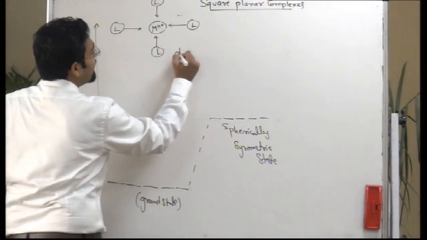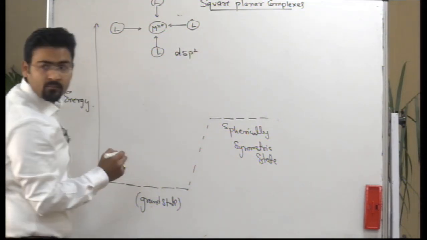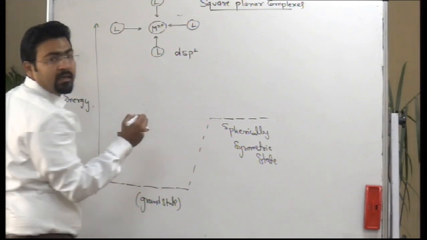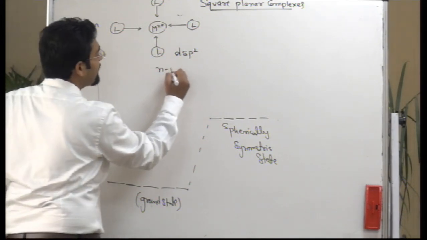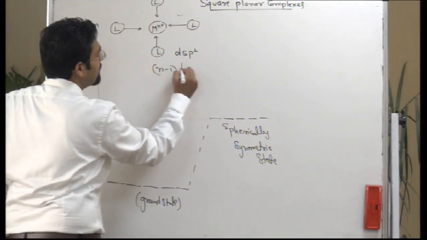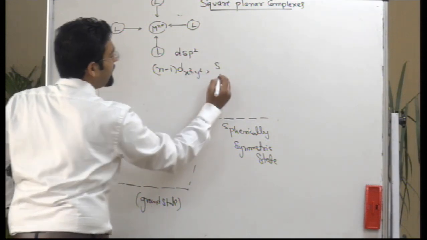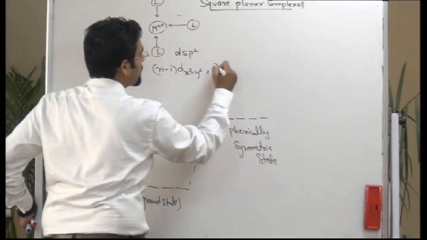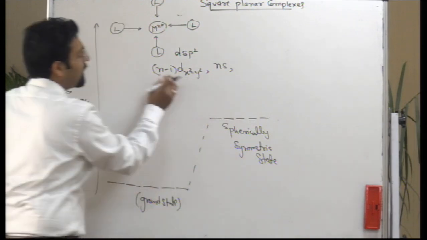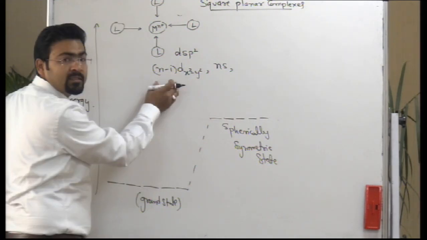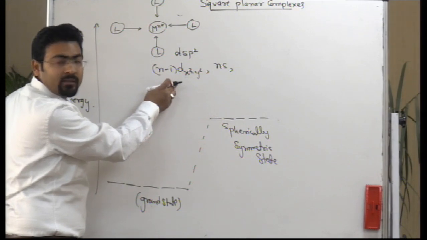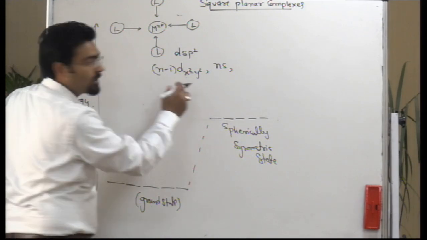If I look at the hybridization, it is dsp2. In dsp2, the orbitals which are used are n-1 d x2 y2, s, which belongs to the valence shell. N-1 means that the d orbital which is used here belongs to the penultimate shell, the second last shell, you can say. And another one is npx and npy.